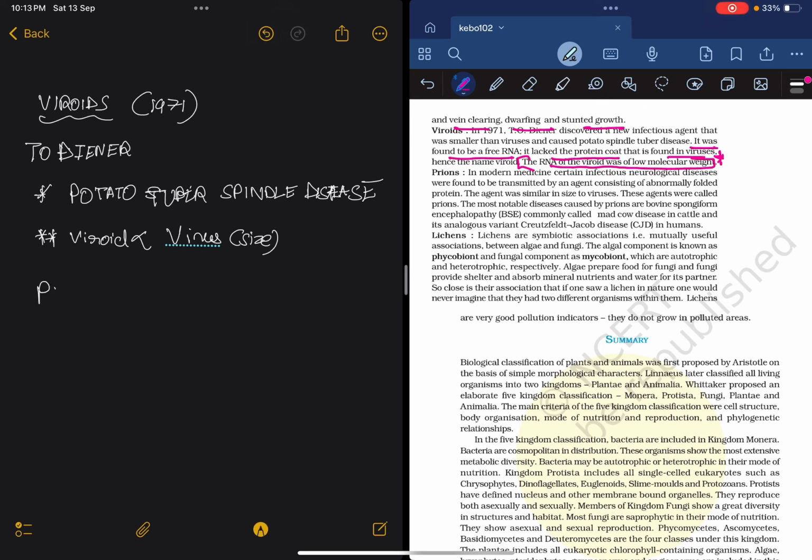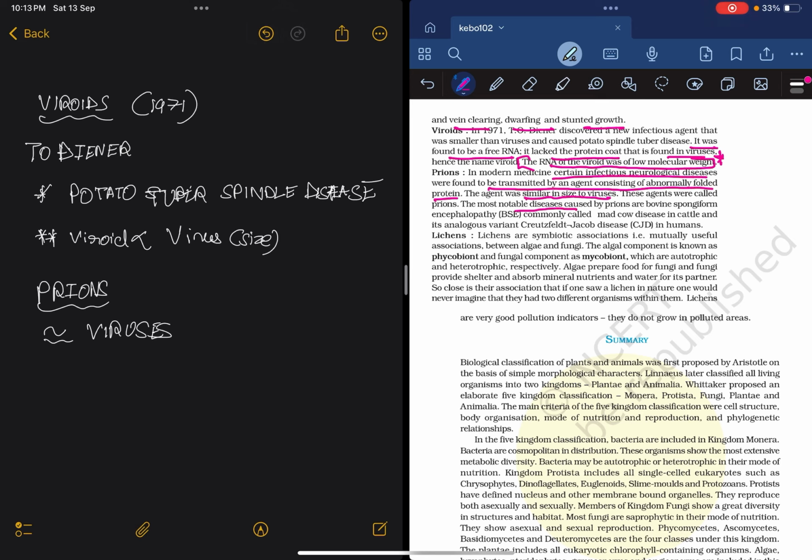Now coming to prions. In modern medicine, certain infectious neurological diseases were found to be transmitted by an agent consisting of abnormally folded protein. The agent was of similar size to a virus. Prions are similar in size to viruses, but viroids are smaller than viruses. The agents were called prions.